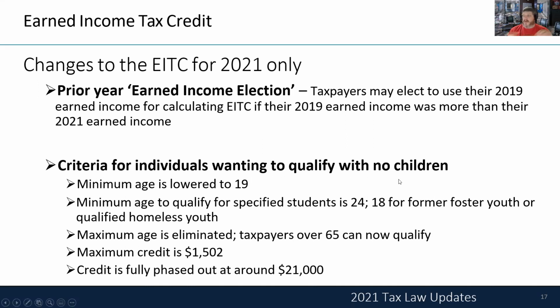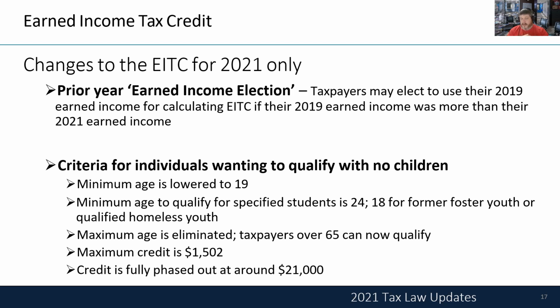So, individuals wanting to qualify with no children. There's that group. I don't know if you guys have ever seen it on the forum, where there's a whole little tiny section on the EIC, Schedule EIC, where it talks about people who don't have dependents, who don't have qualifying children. Previously, you had to be at least 25 years old to qualify for EIC if you did not have qualifying children. They have lowered that age to 19.